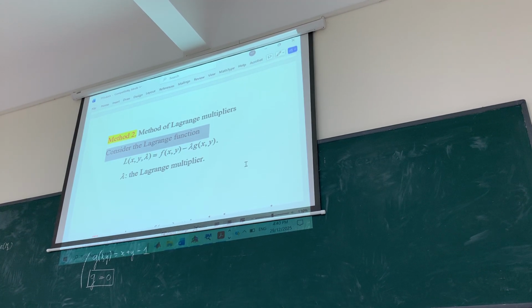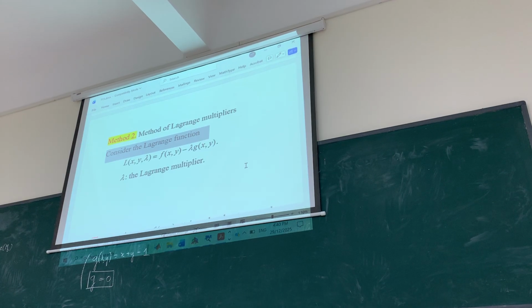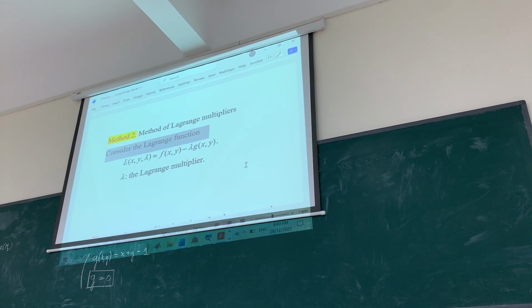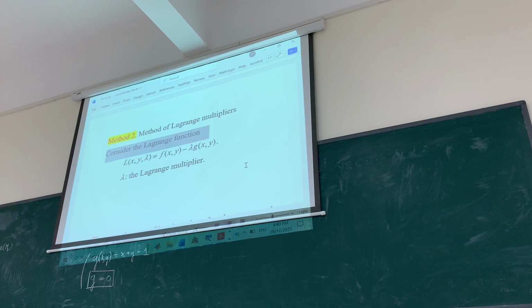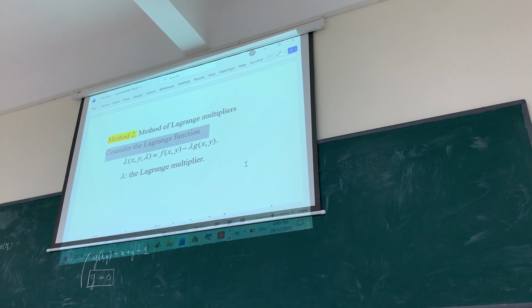Why we use the Lagrange function to find curve shape extrema? Why we need the Lagrange function? According to the following property. I think you know.